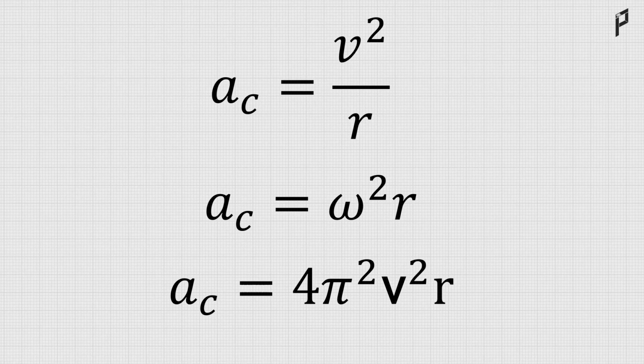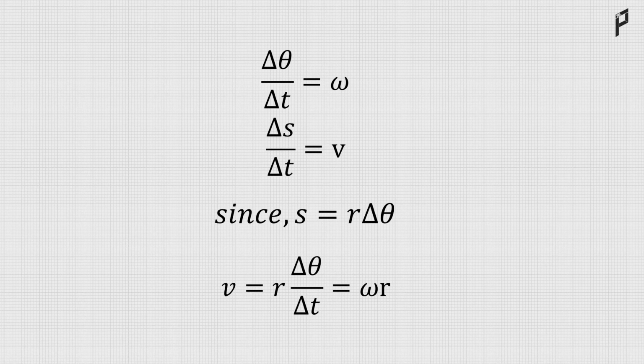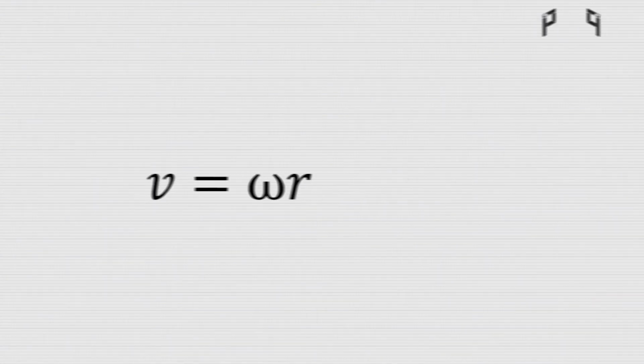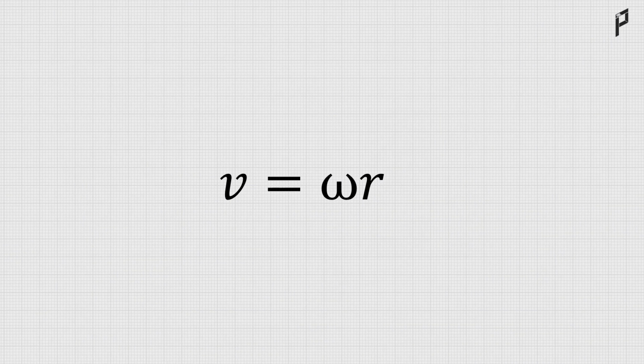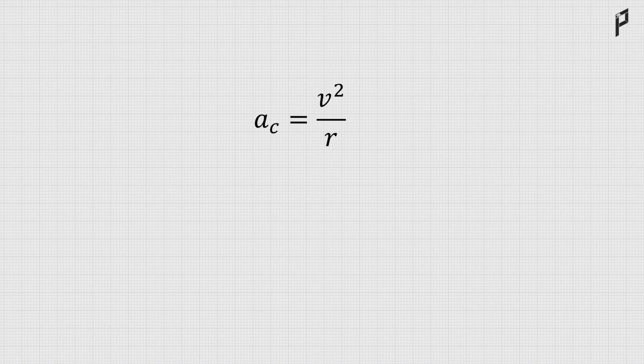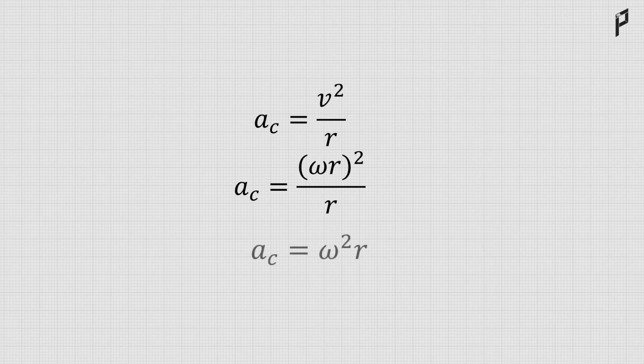So putting this in the formula delta s by delta t, you have v is equal to r delta theta by delta t. Now, as you know, delta theta by delta t is equal to omega. So you have v is equal to omega r. Now, this is an equation which you'll use in many problems which you may find in future questions. Now, if we put this value of v into centripetal acceleration, we have acceleration is equal to omega square r. This is also another equation which is very important.